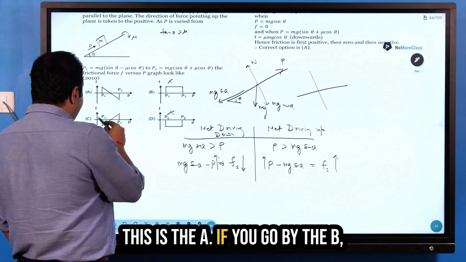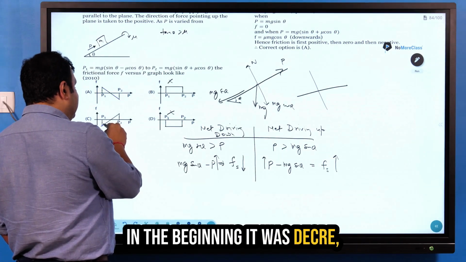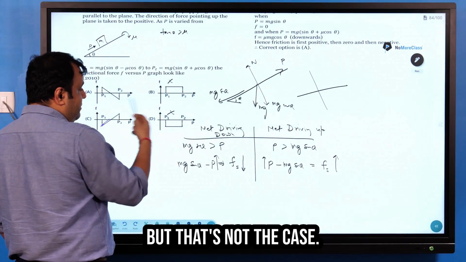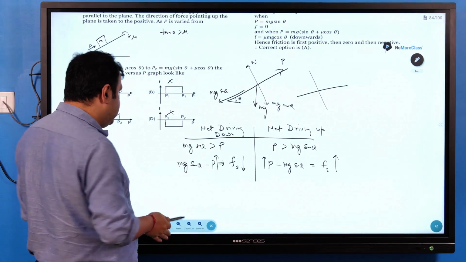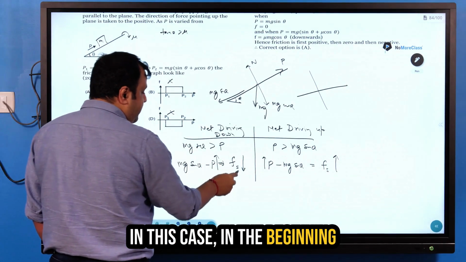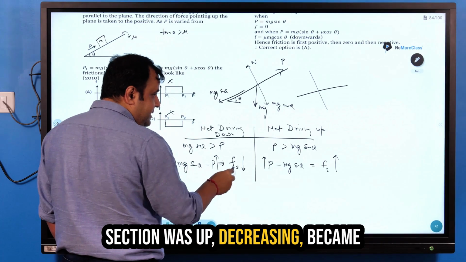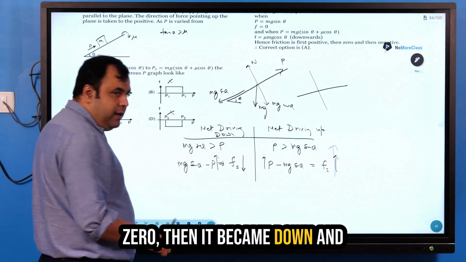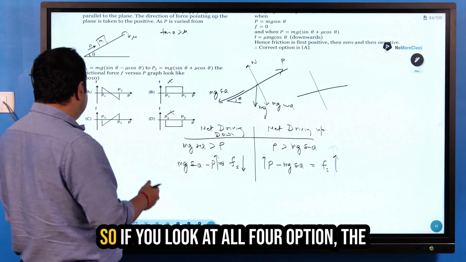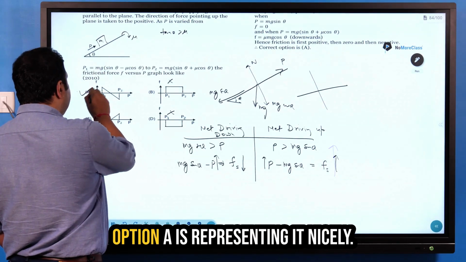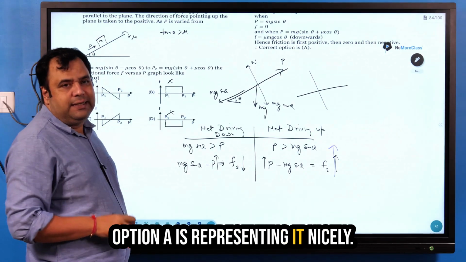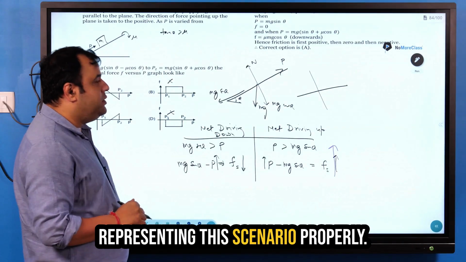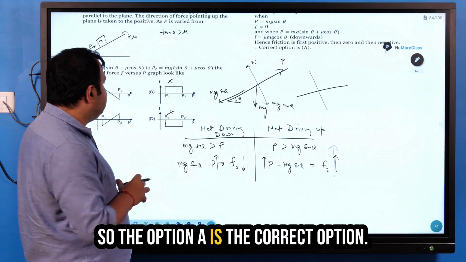This is the A. If you go by the B, in the beginning, it was decreasing magnitude wise, but direction was down. But that's not the case. In this case, in the beginning, friction was up, decreasing, became zero, then it became down, and magnitude started increasing. So if you look at all four options, the option A is representing this scenario properly. Okay. So the option A is the correct option.